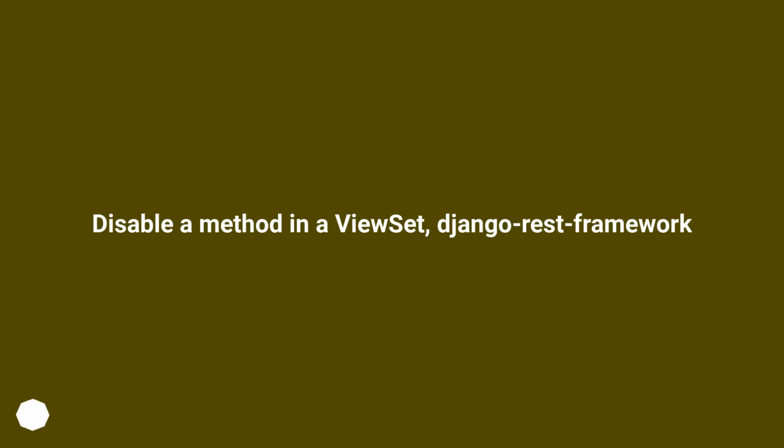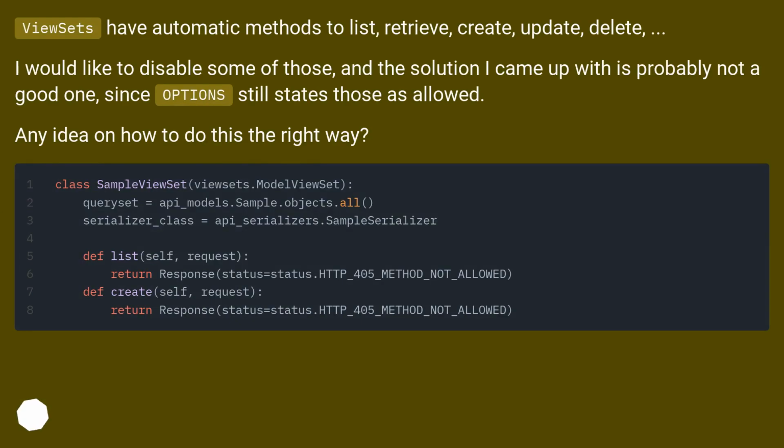Disable a method in a ViewSet, Django-rest-framework. ViewSets have automatic methods to list, retrieve, create, update, delete. I would like to disable some of those, and the solution I came up with is probably not a good one, since options still states those as allowed. Any idea on how to do this the right way?